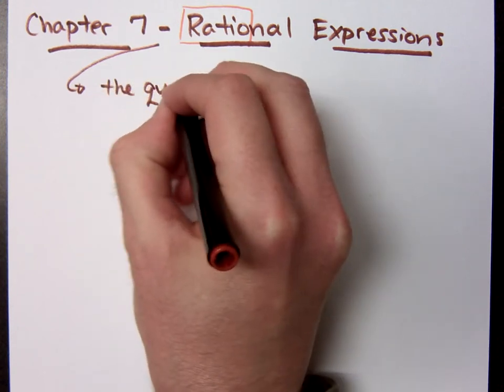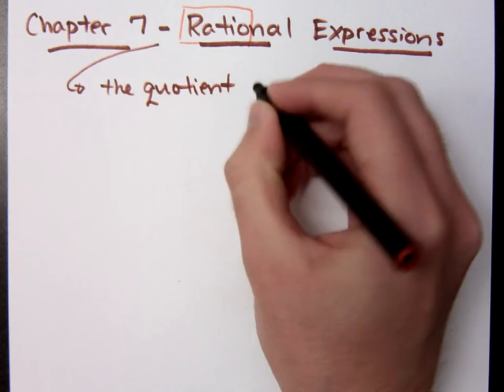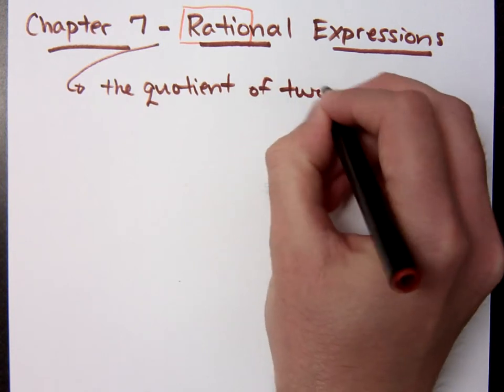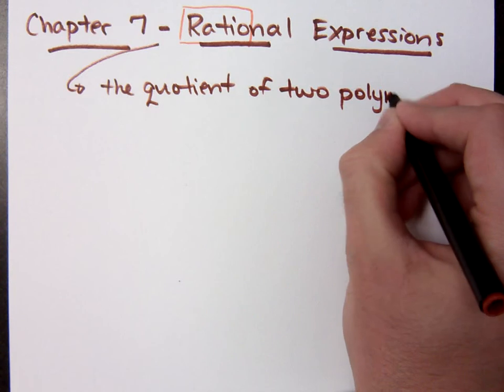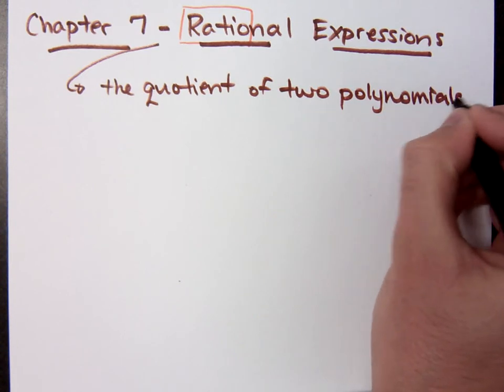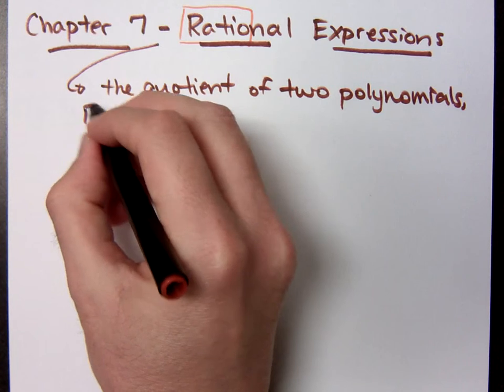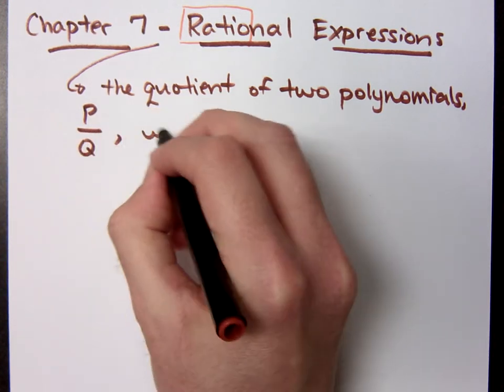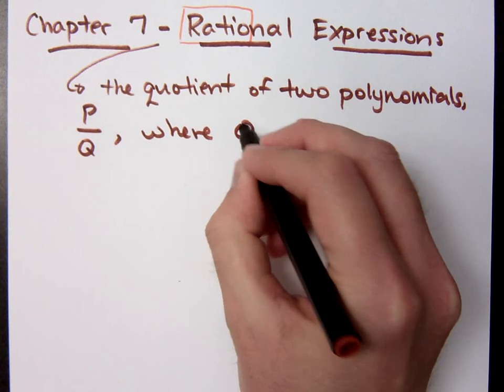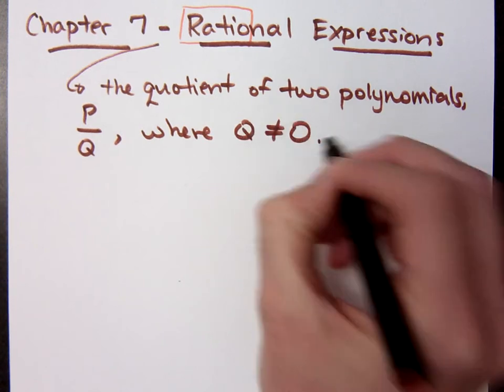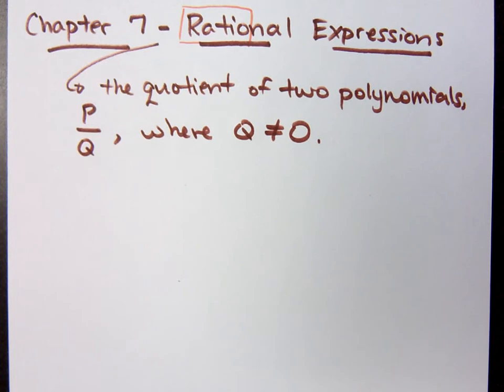A rational expression is the quotient of two polynomials, p divided by q, where q does not equal the zero polynomial. We know that we run into issues when the denominator of a fraction is equal to 0. Because when the denominator is 0, what do we know about the expression? It's undefined. Okay.